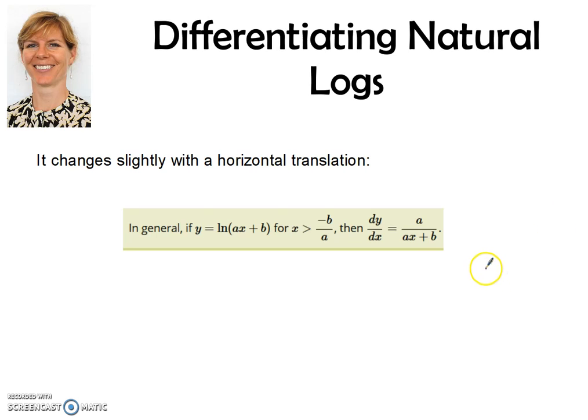Now it does change a little bit if we have a horizontal translation in there. So if we add a constant plus b in here, then it does look a little bit different. So what we end up with is that for this case, and providing that x is greater than minus b on a, which is basically just saying that's not 0, then we have dy dx is a over ax plus b. Okay, so it's essentially the derivative of what's in the brackets, that's a, divided by whatever's in the bracket.